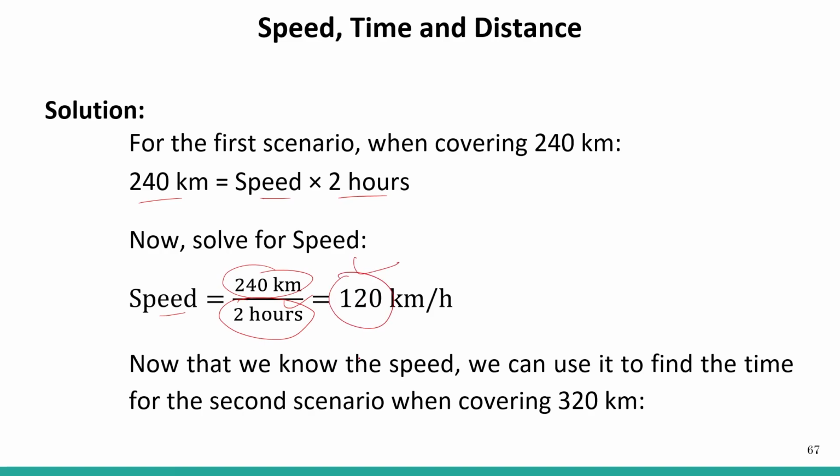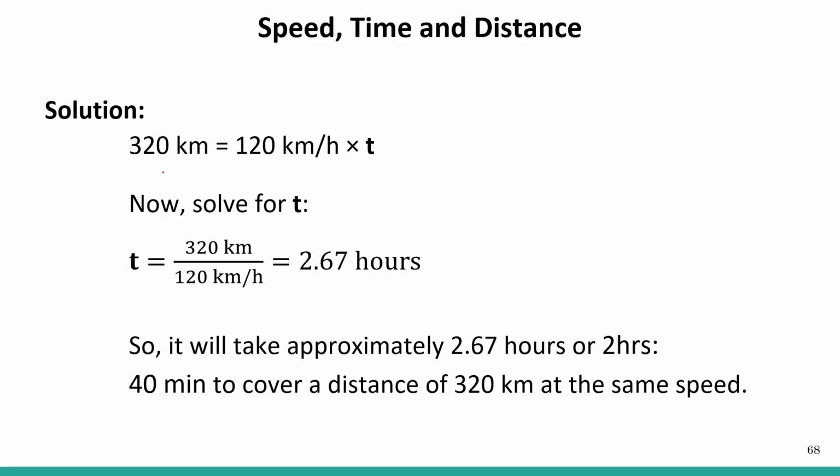So now that we know the speed, we can find for the second scenario when the covering distance is 320 km. So 320 km is equal to 120 km per hour into t, that is time. So t is equal to what? Keeping the t, that is time, in the left hand side as it is the unknown, and keeping all the known values in the right hand side. So 320 by 120 is equal to 2.67 hours. So this is the amount of time that will take to cover a distance of 320 km at that same speed. Or we can also say 2 hour 40 minutes, because 2.67 hours is equal to 2 hour 40 minutes.